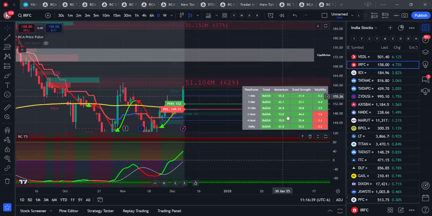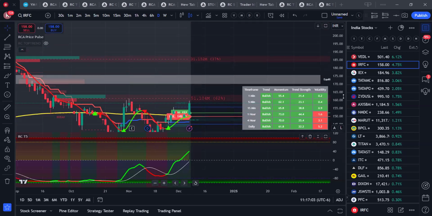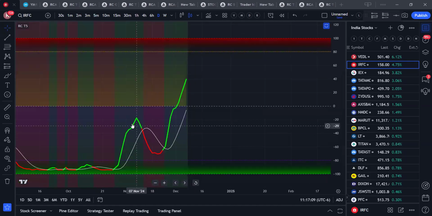As of now, a lot of buyers are there, but there are already a lot of sell orders. First time it went up, it came down. Second time it went up, it came down. Third time again, it is trying to go up. By this time, nearly 62% of the orders are filled. If it breaks this level, it will go all the way to 184, 185 rupees. You can see that it is in a bullish trend. It came all the way down, started moving up, and may go all the way to the top.